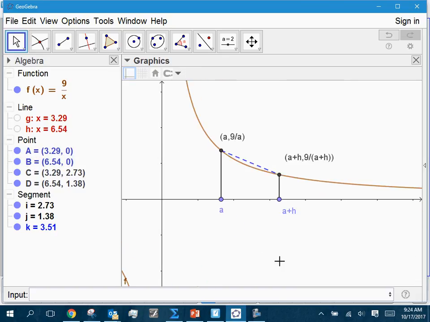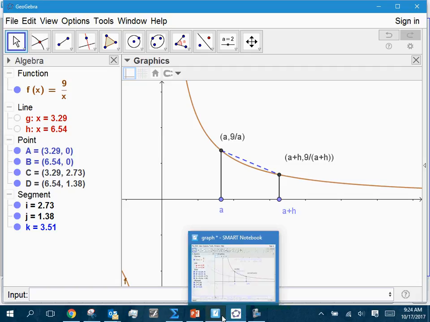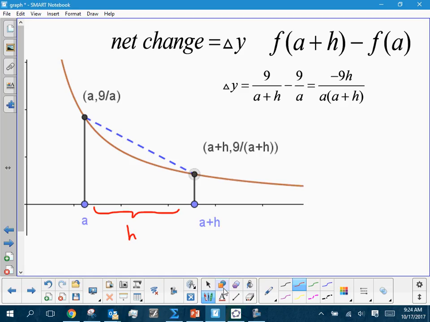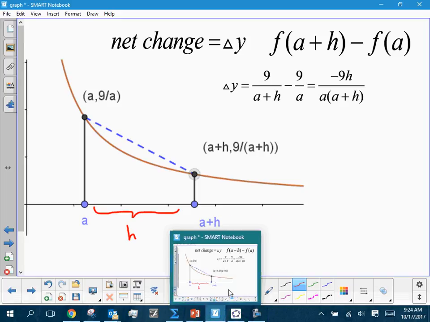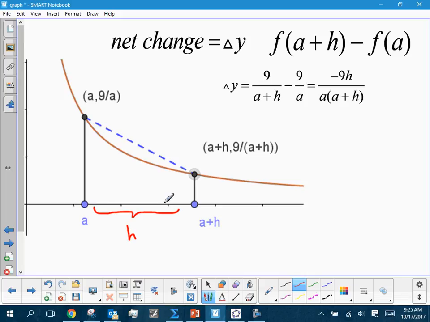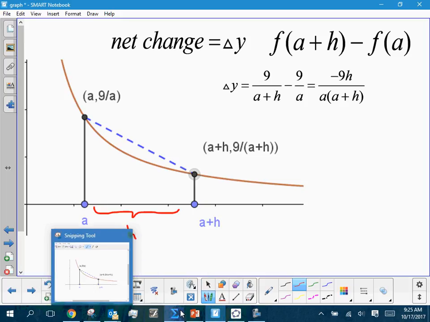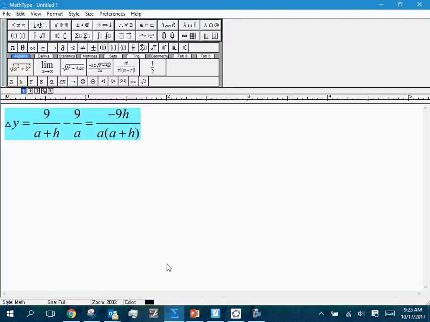But now, what's even better is not just being able to find the net change, but to find the average rate of change. Well, the average rate of change is just your net change divided by the distance between your 2 points. Well, what's that distance between our 2 points here? h. So here's the logic, or here's the algebra that gets us to recognize that all we're doing is going to divide by that h.